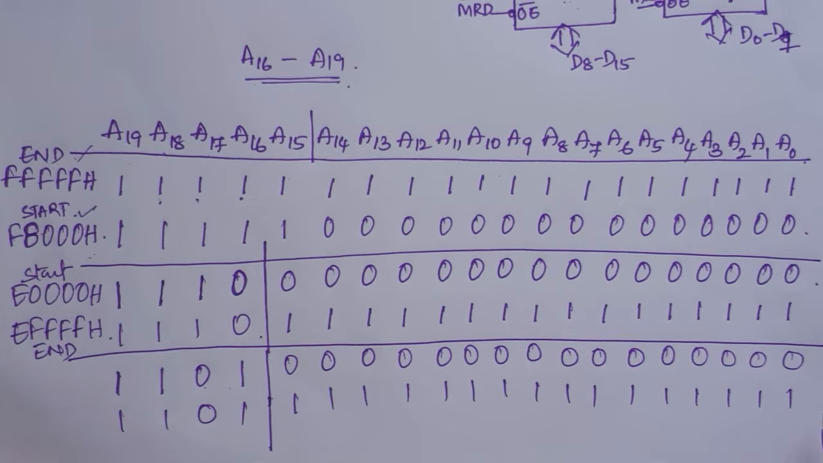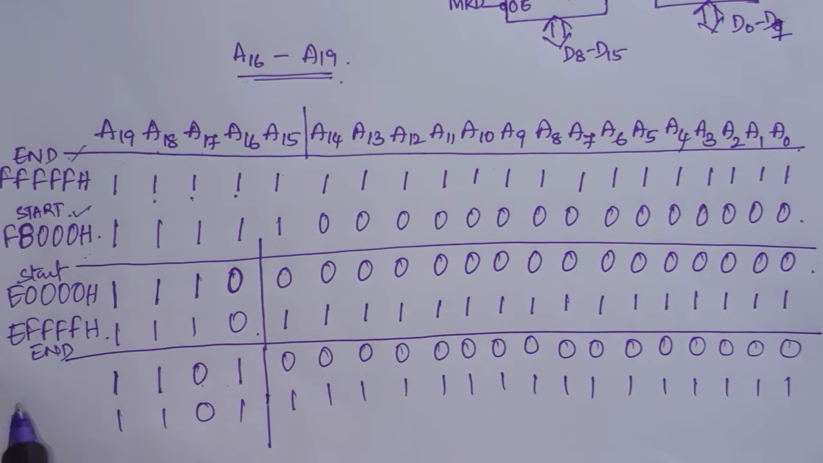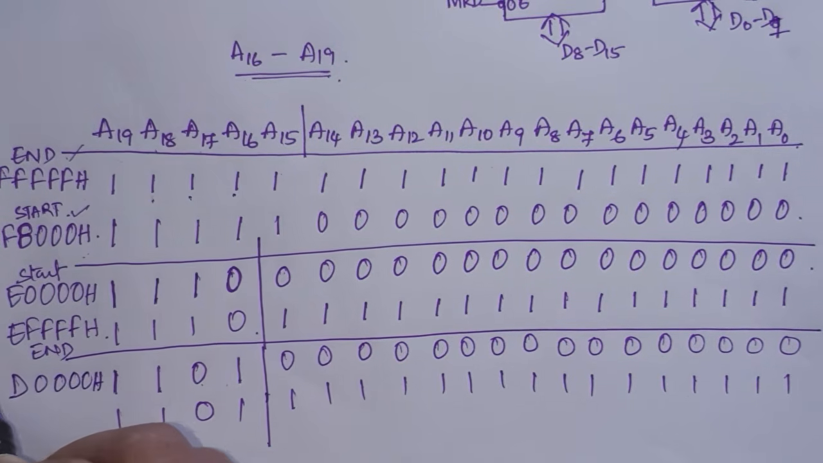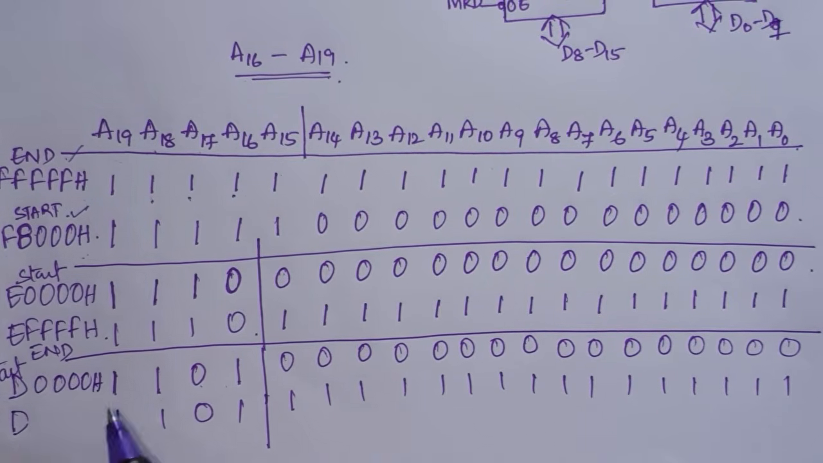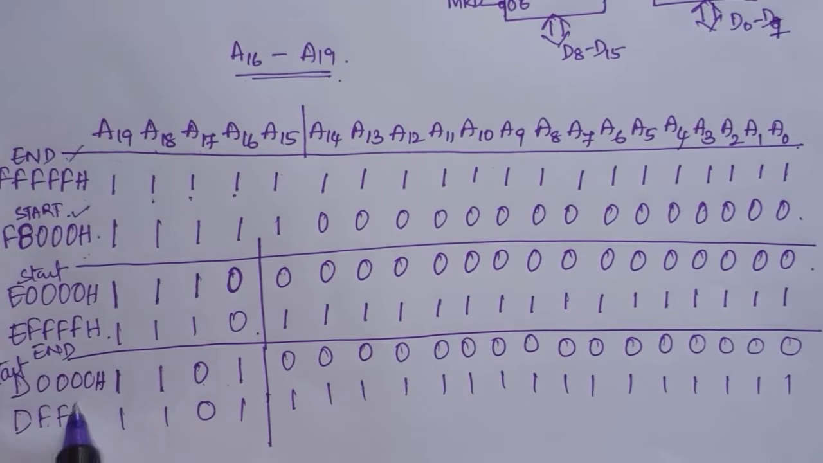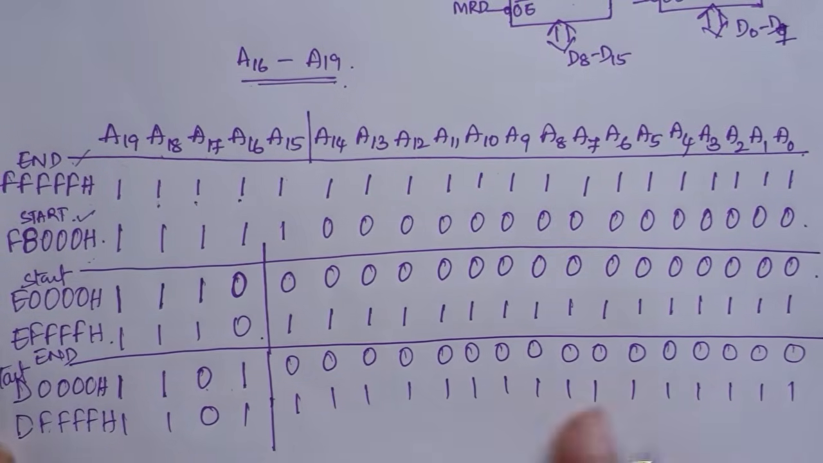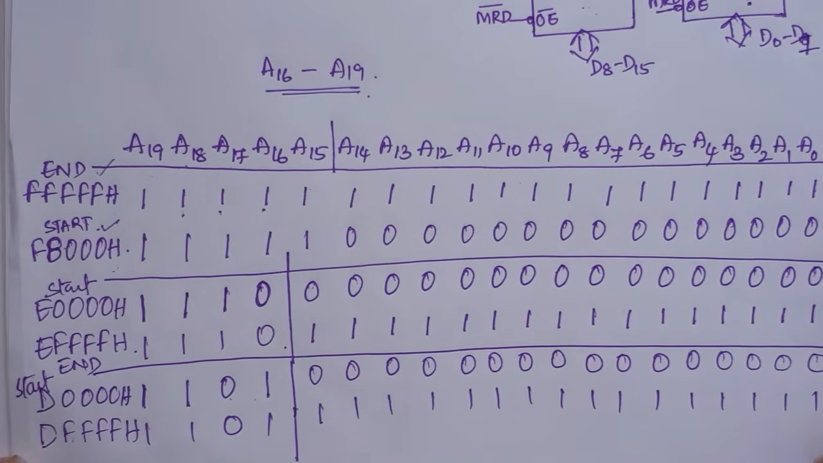So what is the address? Here it is D, 12, 13, 13 means it is D. D0000H is the start address of another bank, and DFFFH is the end address of the RAM. Okay, so these addresses I have selected.